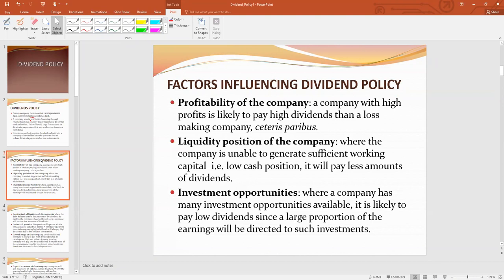Don't forget, for the shareholders, as I mentioned, one of the key drivers is maximization of shareholders' wealth, and one of the elements of shareholders' wealth maximization is the company paying the dividend. So the key concern in the policy is how much. So what factors influence how much dividend the company will pay to the shareholders?